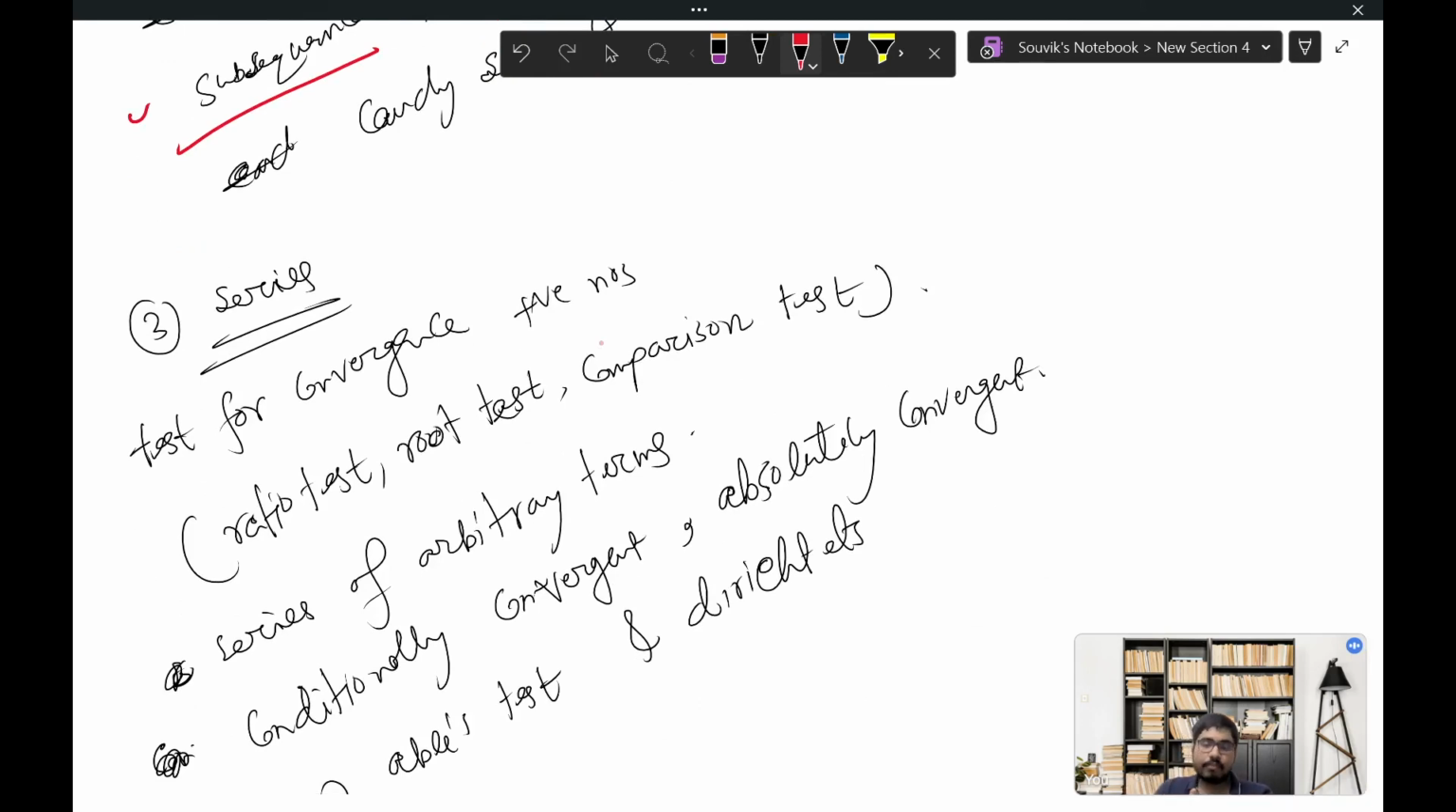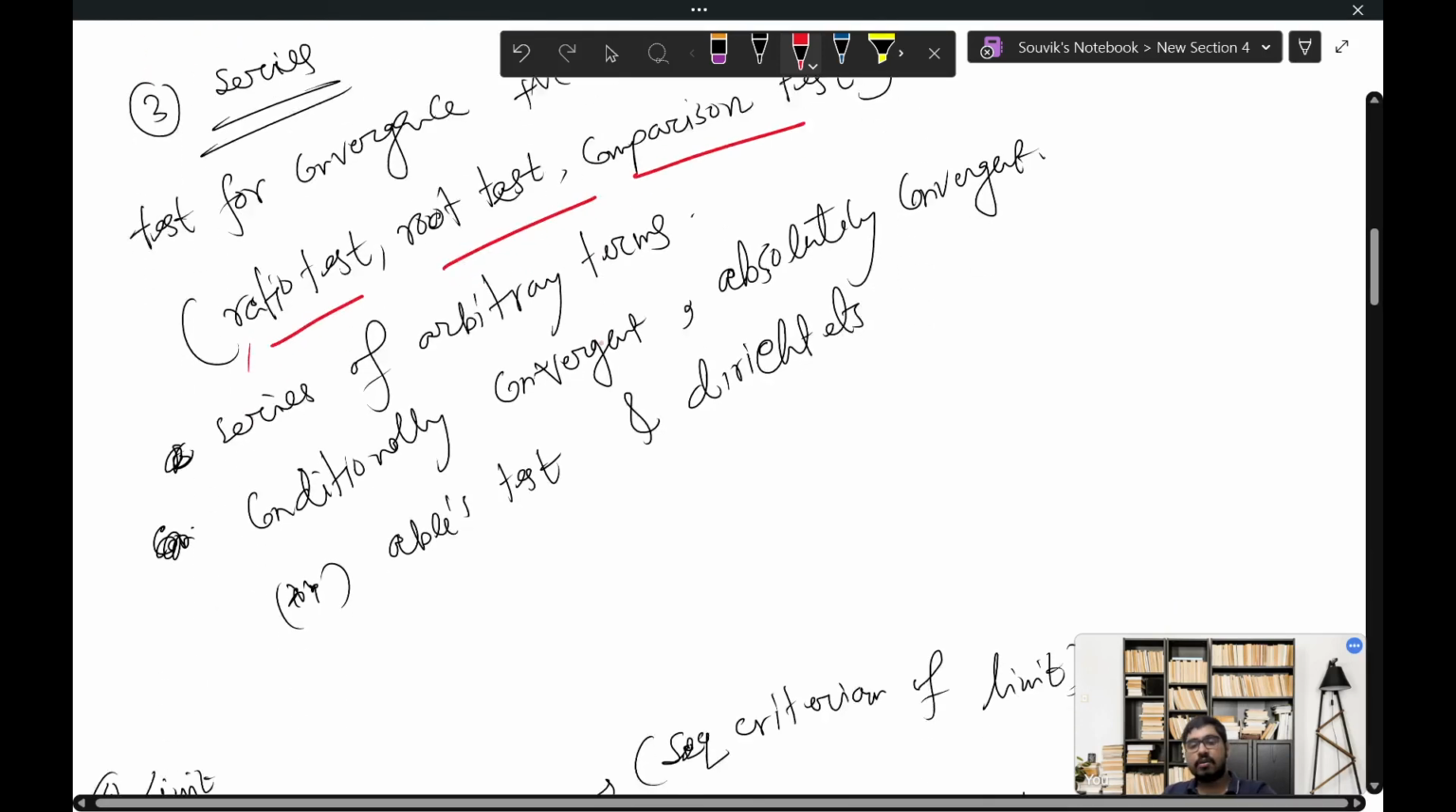Then series is basically a higher application of sequences in a different manner. In series, we have been introduced to the tests of convergence for real series. Some important tests are the ratio test, root test, and comparison test. These three tests are very basic tests, and many problems can be done using them.